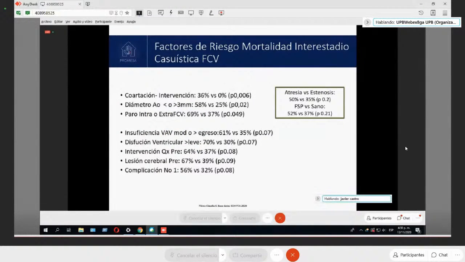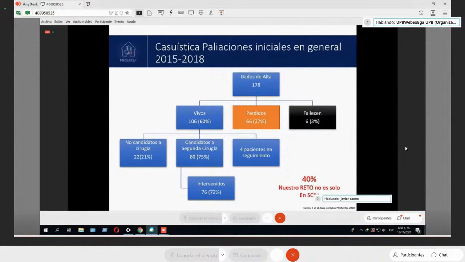When we see the risk factors in our patients, there is a large majority of issues on the coarctation, the dysfunction of the ventricle, insufficiency. Some are significant, others not so much, but all of them contribute for these patients to have a greater mortality when they are discharged to home.